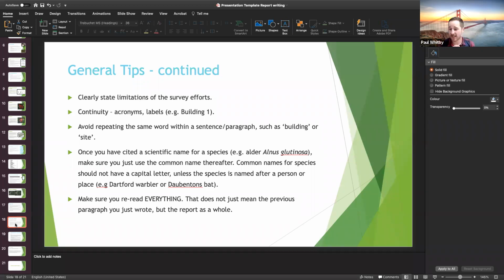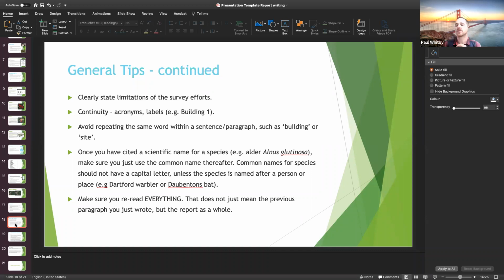Once you've used scientific names, make sure that you then switch to just using the common names. So, for example, there, alder, Alnus glutinosa. Once you've labelled it once, just refer to alder from thereafter. We don't use a capital for a common name. I know some people do, but I don't think it's best practice. And make sure that you're consistent with that. The exception will be, of course, where you've got species that are named after a person or a place, like Dartford warbler or Bechstein's bat.